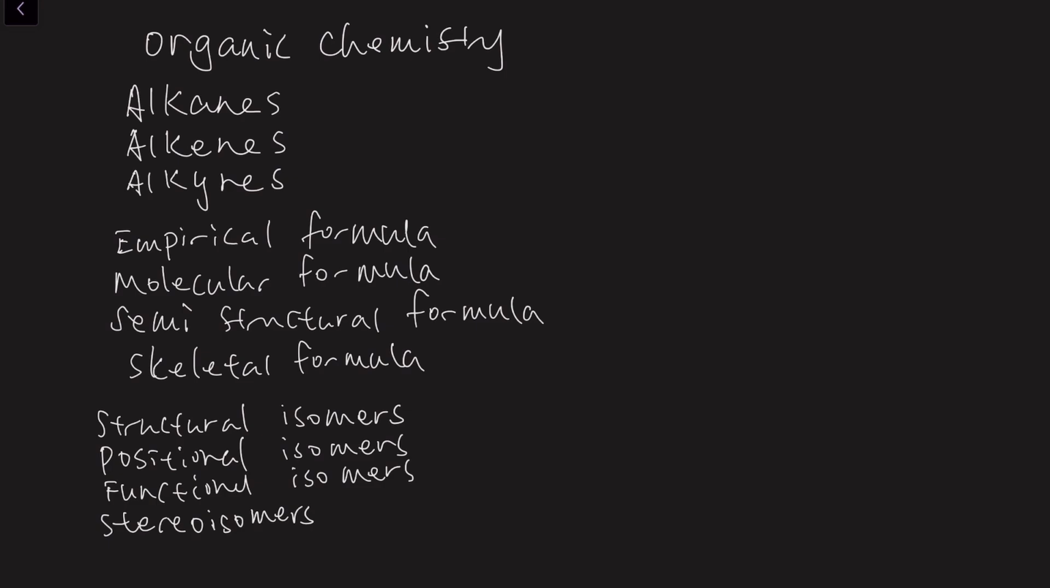And we'll also look at how to write empirical formula and its differences with molecular formula, semi-structural formula, and skeletal formula. We will also be having a look at different types of isomers, in particular structural isomers, positional isomers, functional isomers, and stereoisomers. So let's begin.